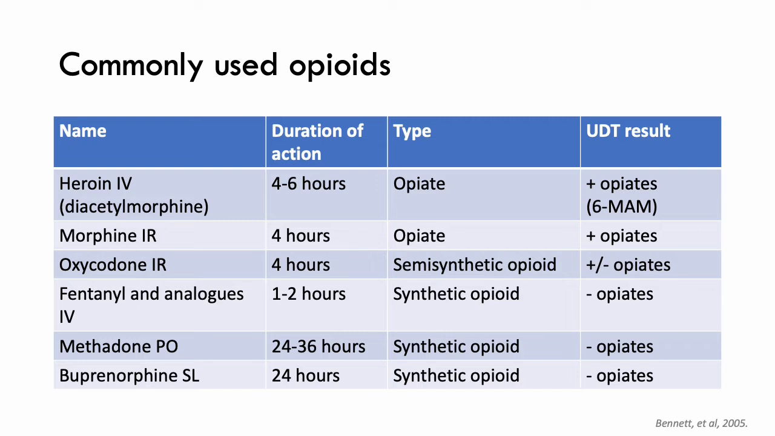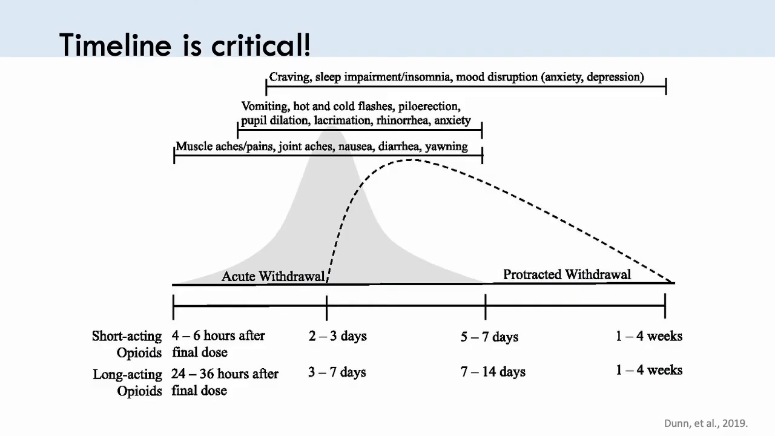She reports using heroin and her urine drug test was positive for opiates, which is consistent with her report. So with Anna's reported use of short-acting opioids, you can expect withdrawal to come on about 4 to 6 hours after the last dose and peak at 2 to 3 days.